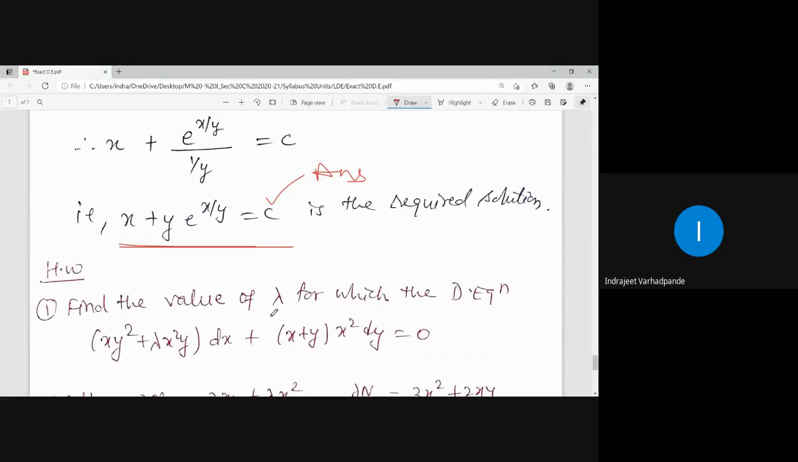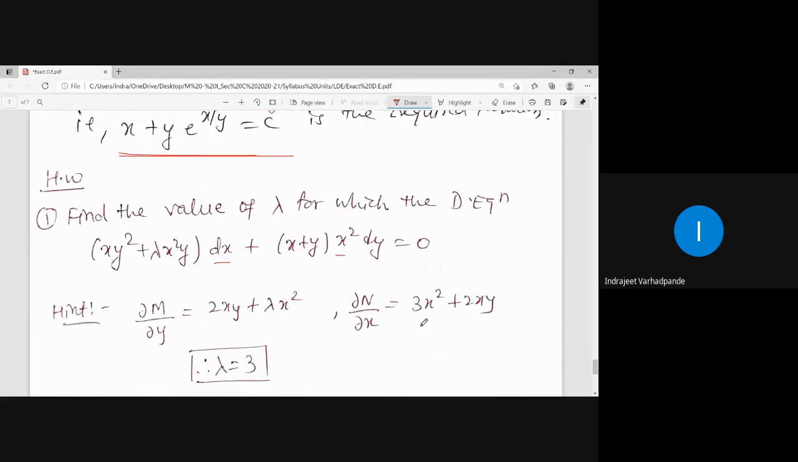Next example, homework. Find the value of lambda for which the differential equation (xy square plus lambda x square y) dx plus (x plus y) into x square dy is equal to 0 is exact. Del m by del y, del n by del x. If you compare this, lambda comes out to be 3. And after putting the value 3, you then have to find the further solution. Okay? That is what the hint is for that.